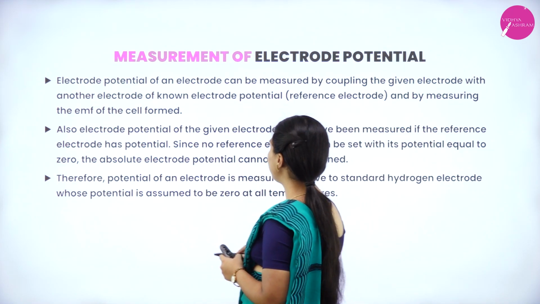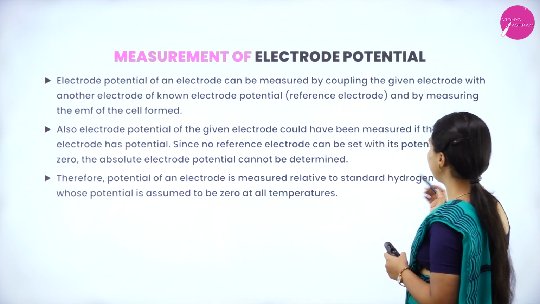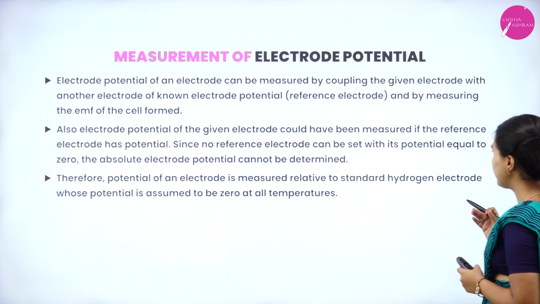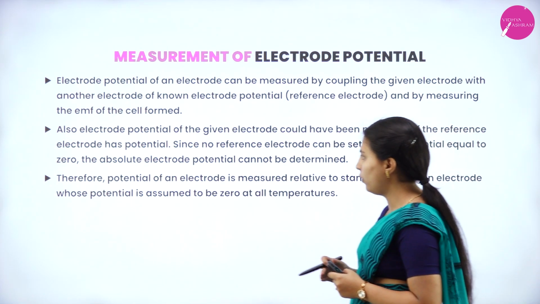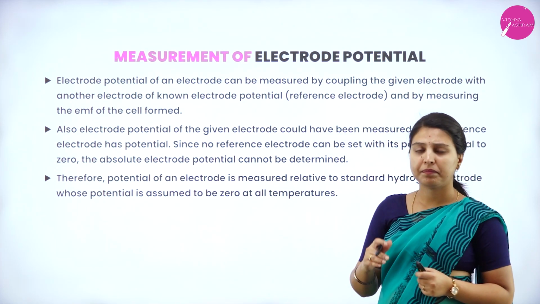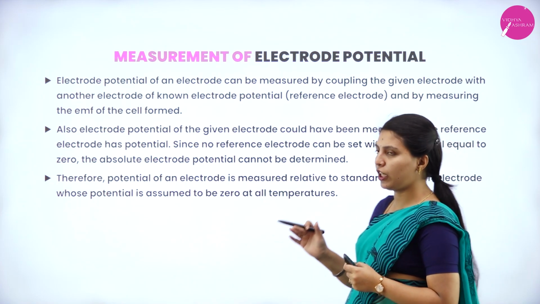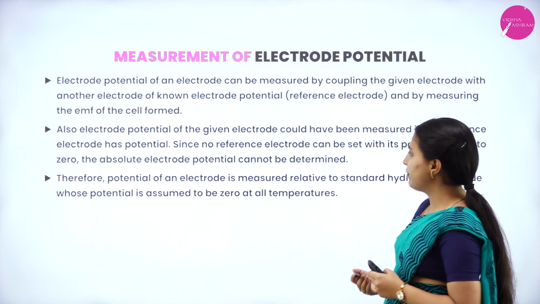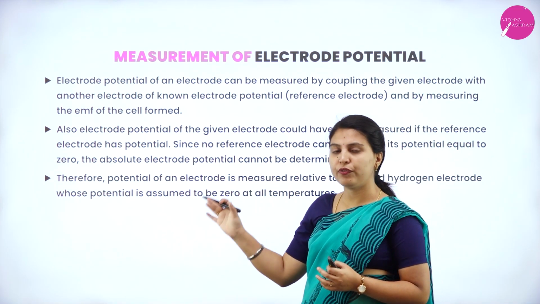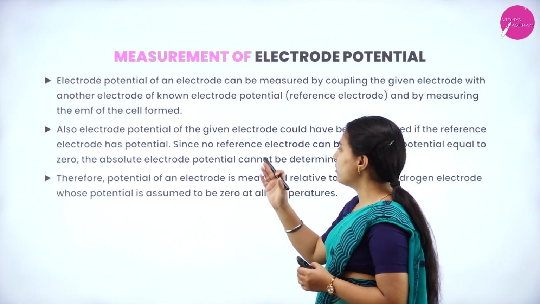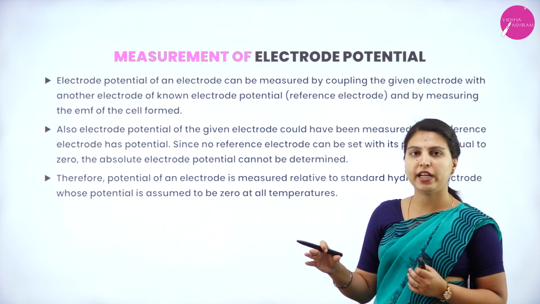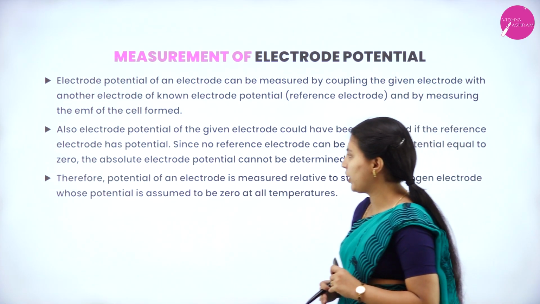Also, electrode potential of the given electrode can be measured if the reference electrode has a known potential. Since no reference electrode can be set with its potential equal to 0, the absolute electrode potential cannot be determined. No reference electrode will be equivalent to 0, so the absolute electrode potential cannot be determined. It will be a relative electrode potential, not an absolute potential.